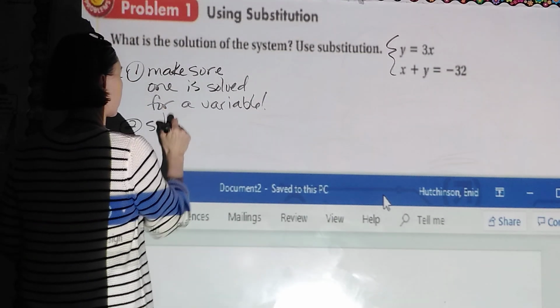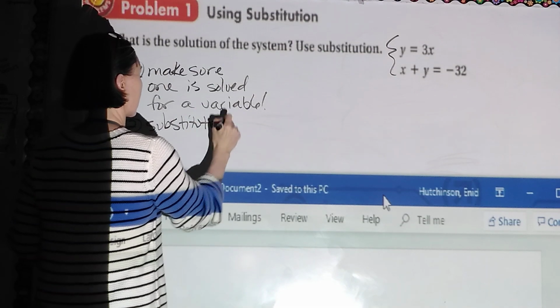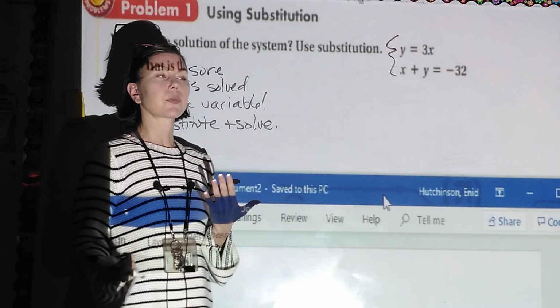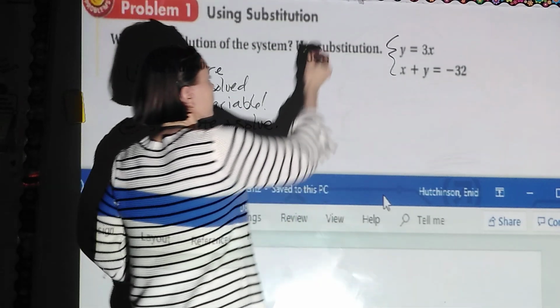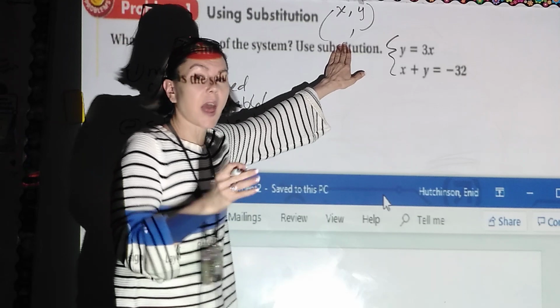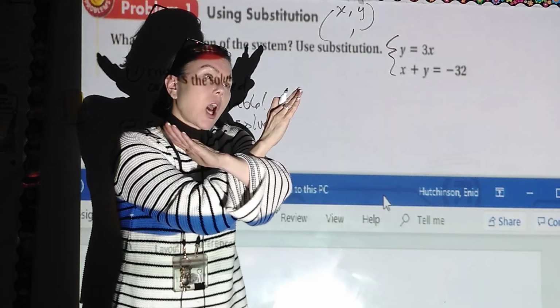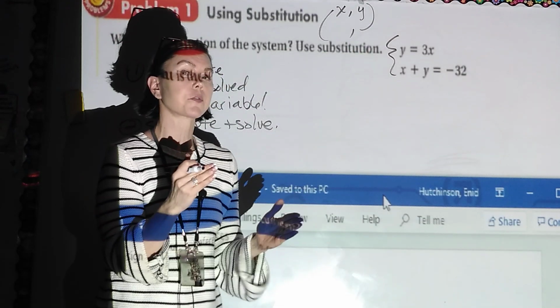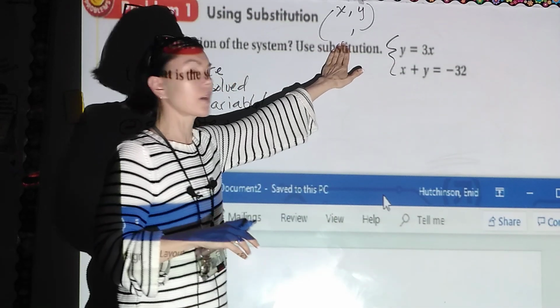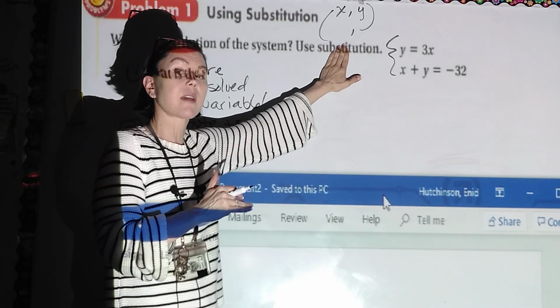and solve. What you need to know is that you are solving for that point on the graph where the two lines intersect. You're solving for where they cross, okay? So that point on the coordinate plane has an x and a y value.